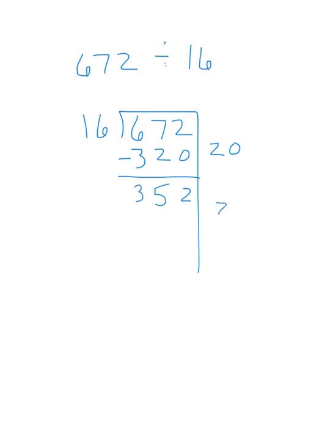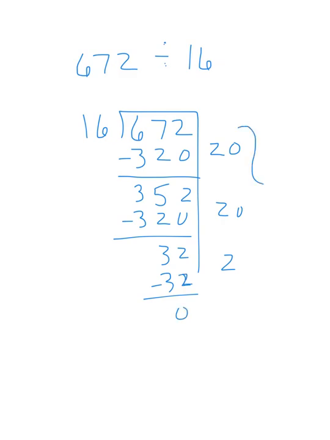And then again, I could do 20 again. And I see I have 32 left. So I know 16 2s is 32. So then in other words, each one of my friends, I was able to give them 42 Skittles.